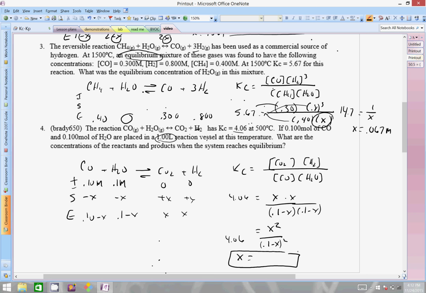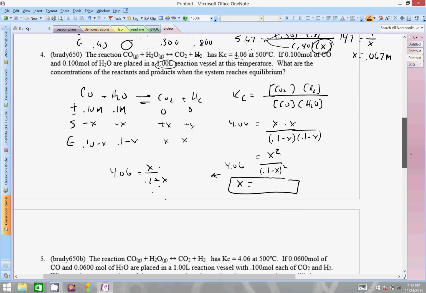At that point, we'd have 4.06 equaling x over 0.1 minus x. Multiplying it up, we get, again, more algebra here. We get 4.06 times 0.1 minus x equaling x. Multiply across, and we get 4.06 times 0.1 is 0.406, minus 4.06x equaling x.